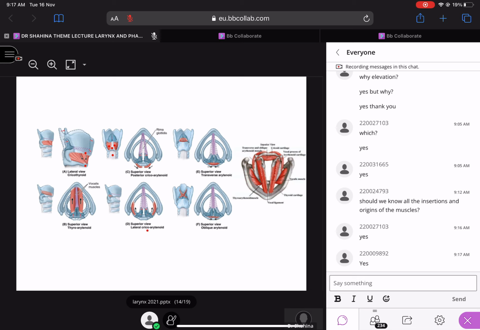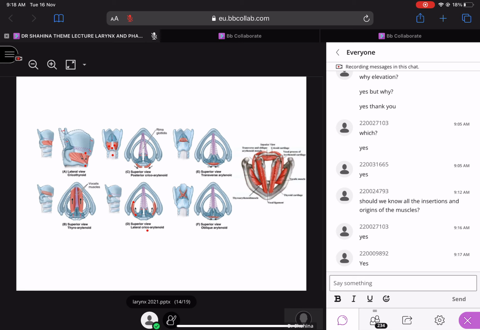This is the lateral cricoarytenoid. Now see, this is the cricoid cartilage, and this is its arch and lamina. From the lateral surface of the cricoid, the muscle is coming to the muscular process of the arytenoid. So what is this?